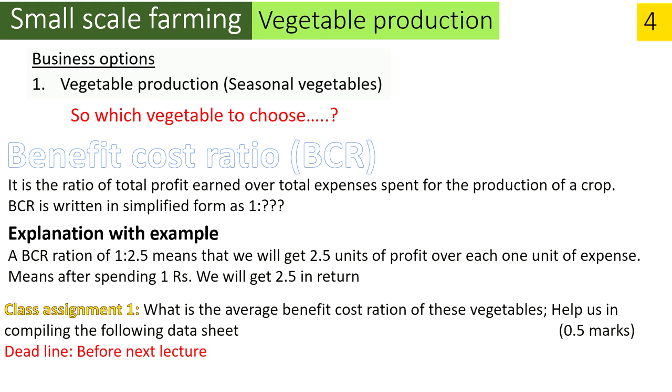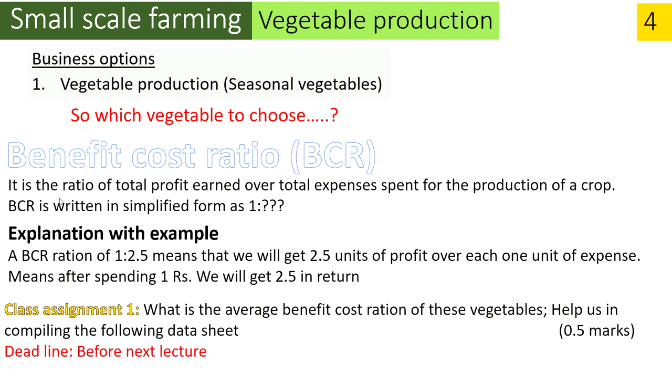The question is which vegetable to choose, because there are lots of vegetables and there are lots of things we can do. Now we are confused which one to choose. So the question is which vegetable to choose. And let us answer that question. It depends on the benefit cost ratio, and it is the ratio.